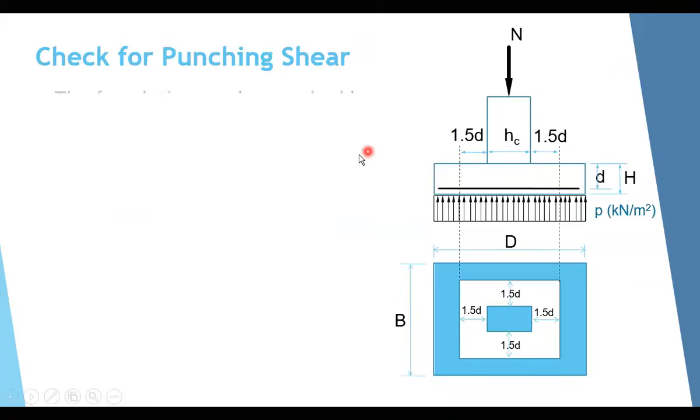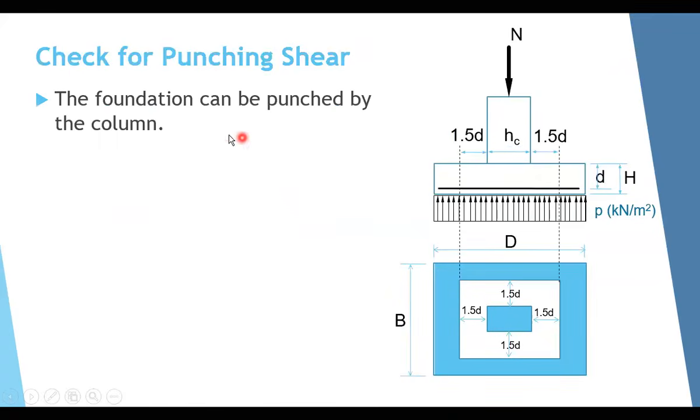There is another important type of shear, which is the punching shear check. We have to check for punching shear because you may have, because of the higher loads on the columns here, sometimes this column can punch through the footing. So you have to check this one to be sure that the punching shear will be safe.